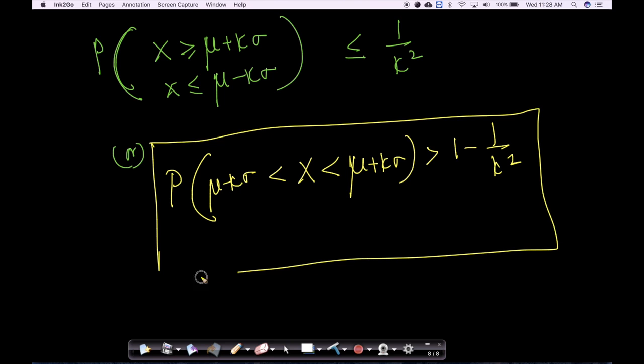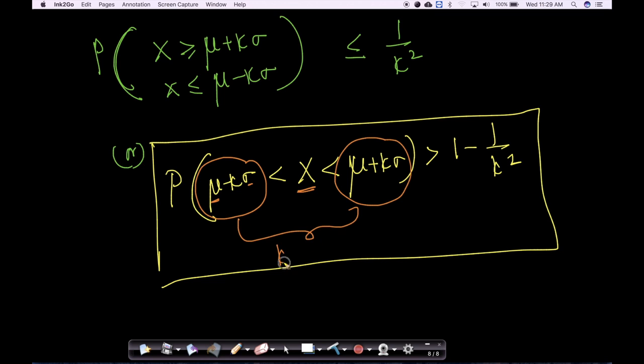Because what is it literally saying? Let's read this in English. It is saying, given a random variable X, for which we know the mu and standard deviation are finite, and the standard deviation is non-zero, the probability that X lies between k standard deviations away from the mean, this is basically the k sigma range around the mean, this probability is strictly greater than 1 minus 1 by k square.